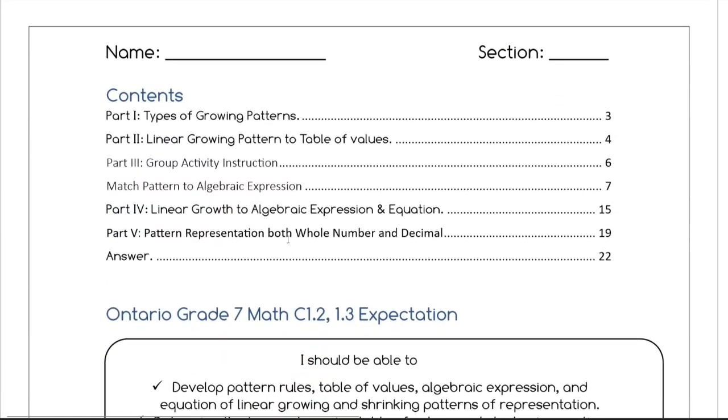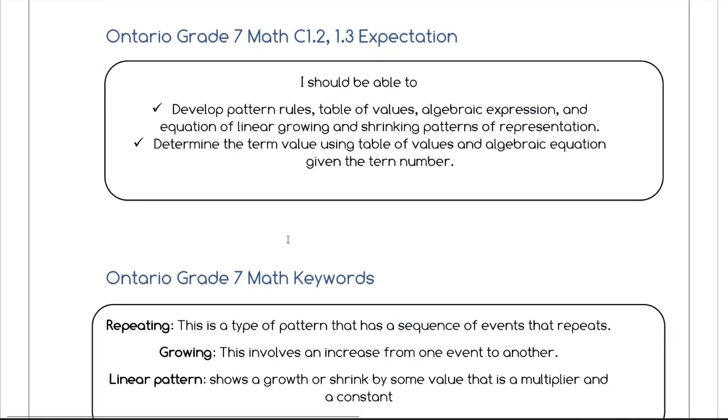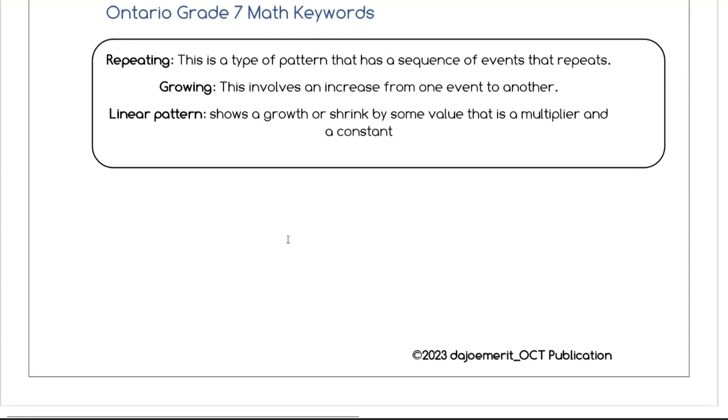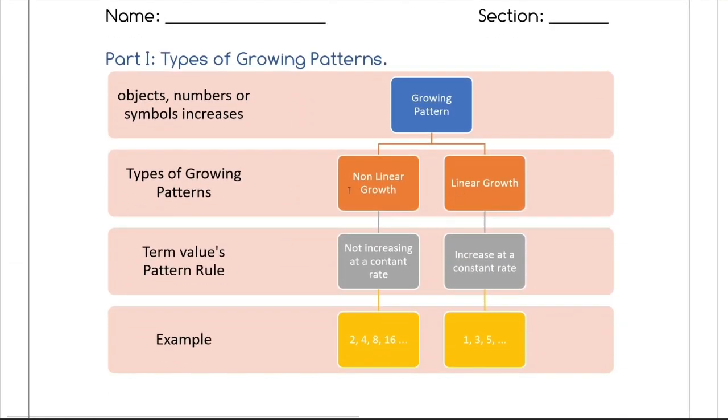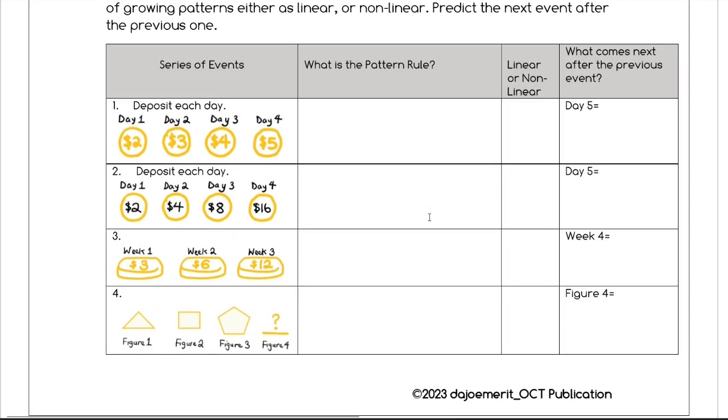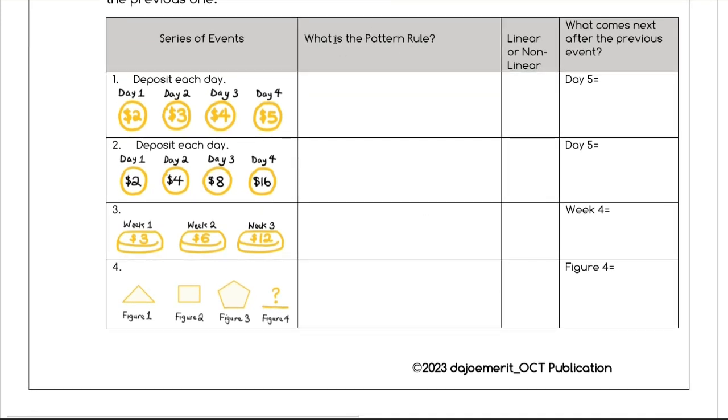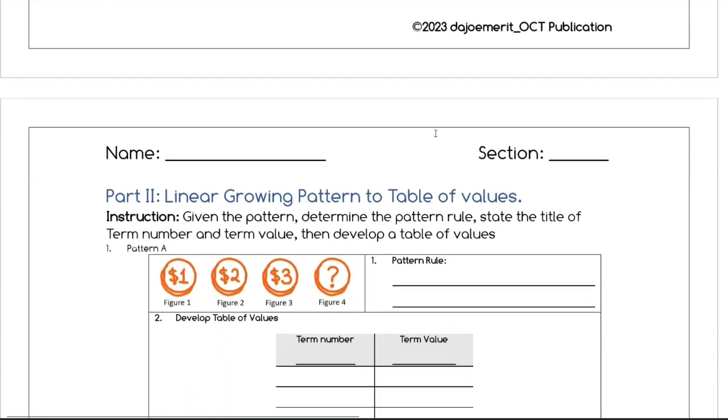as well. And this here shows table of contents, the expectations from the Ontario curriculum for math, and these here are keywords for students to be aware of with regards to patterns. And this here shows you the part one here, which shows students to differentiate between a non-linear growth versus a linear growth, and these are four questions for them to be aware of in terms of how to identify those. Most importantly here is introducing them to what is a pattern rule, which shows them how to go from one term value to the next, and this here is how it is done.